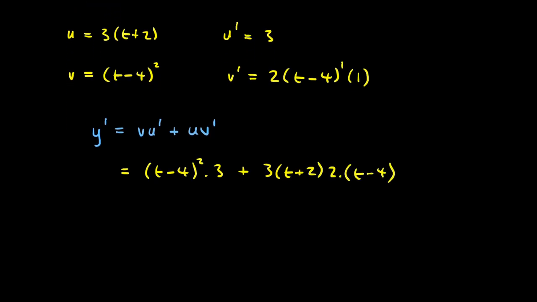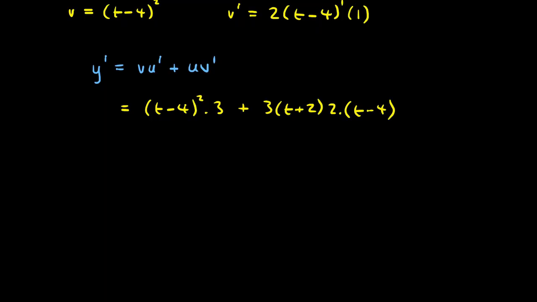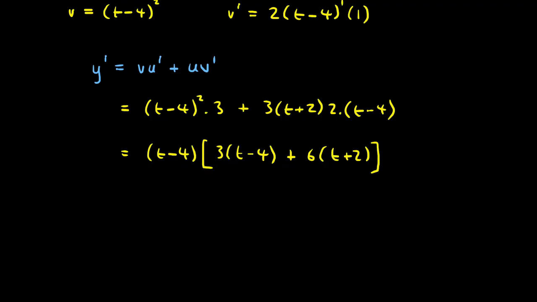Well, I think it's probably a good idea to factorize, isn't it? We can factorize out t minus 4. If I do that, I get t minus 4, big bracket, 3 times t minus 4, plus 6 times t plus 2. Okay, I've got the 6 because I got 3 times 2 there. Well, I can simplify the big bracket. I've got 3t plus 6t, which is 9t, and I've got minus 12 plus 12, which is 0. I end up there with 9t times t minus 4.